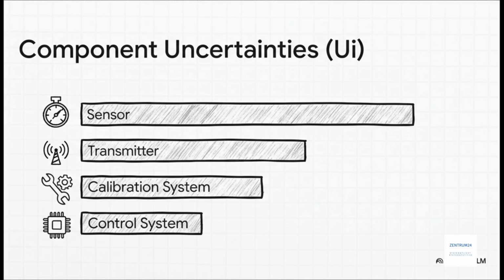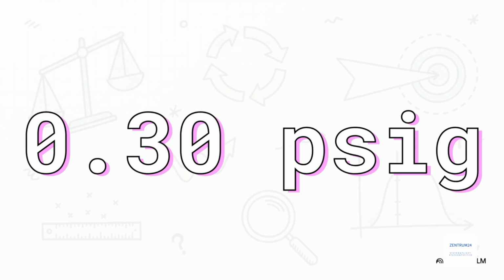Okay, so step 1 is digging into those spec sheets. Now, manufacturers list accuracy in all kinds of different ways, so a big part of the job is converting everything into the same units to get our UI values. Once we do that for our pressure loop, here's what we've got. And you can see right away, the transmitter is clearly our biggest source of potential error, while the other parts are much more precise.